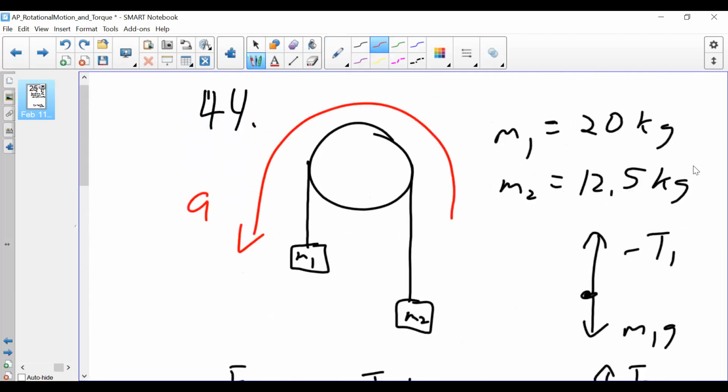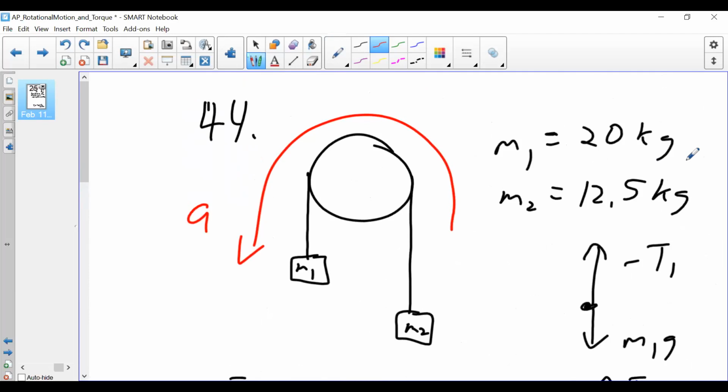All right, so we're at chapter 10, page 40, number 44. The acceleration is 2.1, and we'll get to that. On number 44, mass 1 is 20 kilograms, mass 2 is 12.5. That means the system is going to rotate counterclockwise, with the acceleration coming up and over, because mass 1 is more massive.